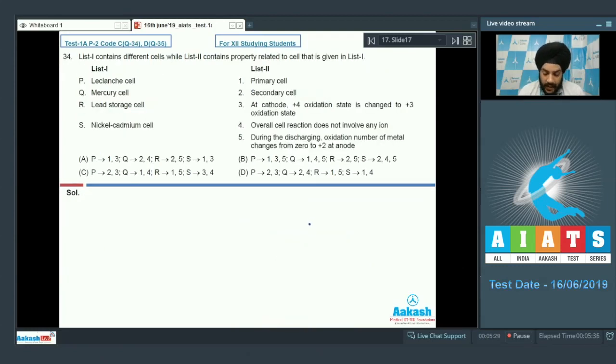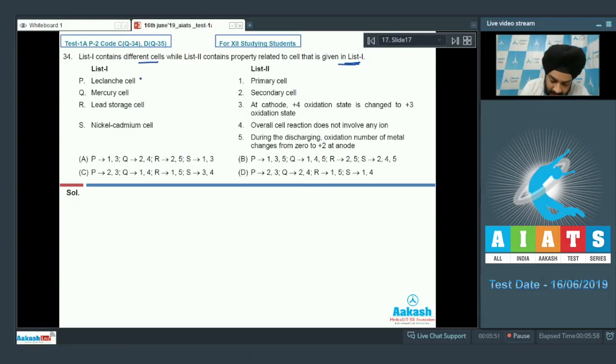Question number 34. List 1 contains different cells while list 2 contains the property related to the cell that is given in list 1. Okay. So if you look at list 1 and list 2, there are 4 cells given to us, and in list 2 some properties have been given to us. So the first and the second option are related to the primary and the secondary cell. We can first start with that.